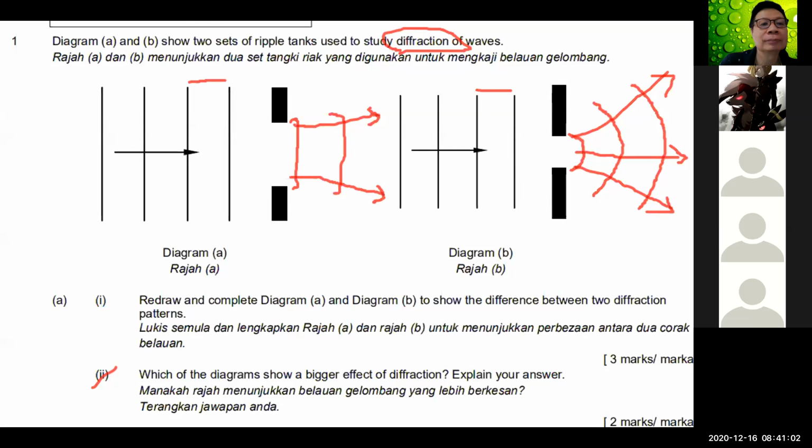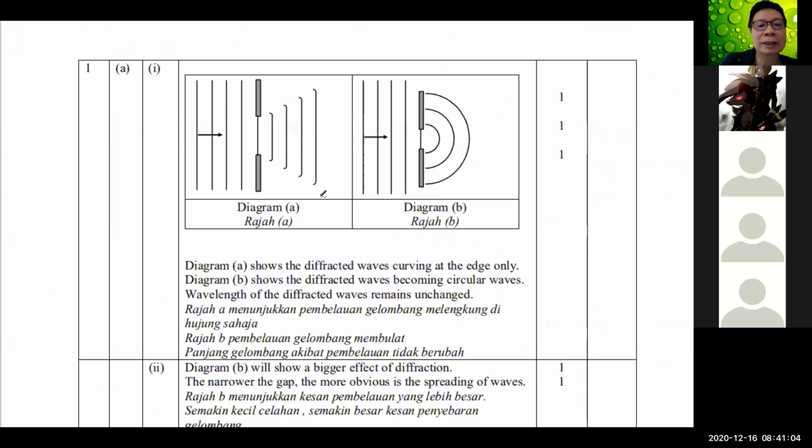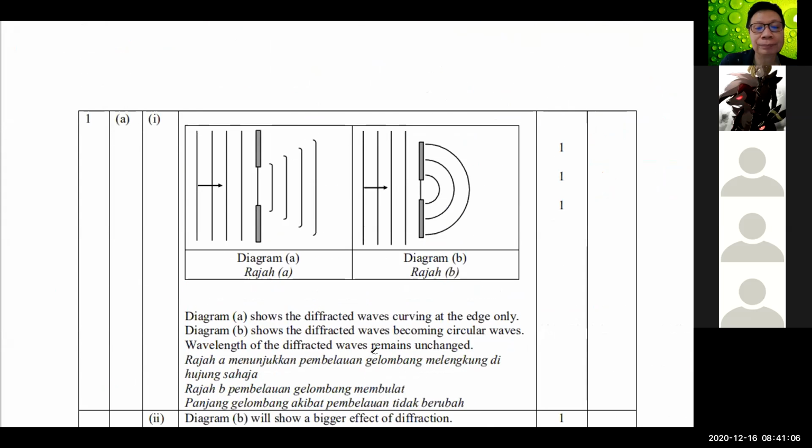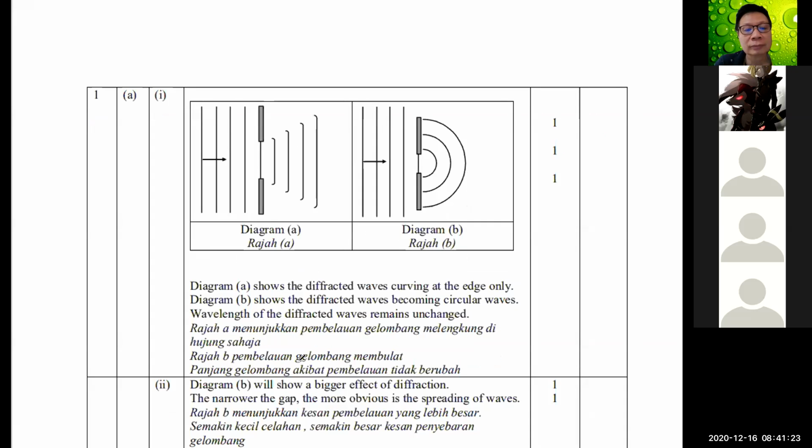I hope there's an answer here now. Here now, you see. So first diagram, second diagram. Okay, and then it showed that the second part of the answer is saying diagram P will show bigger effect of diffraction.